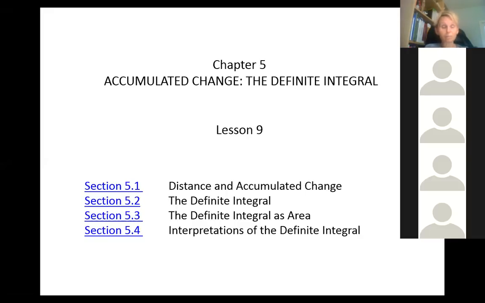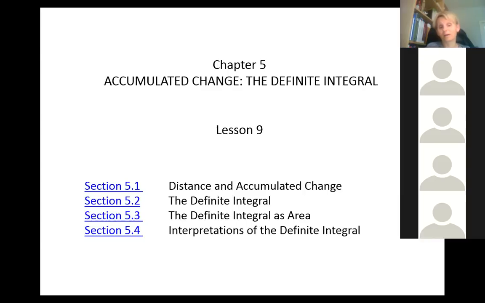In chapter 5, we will actually start the second part of calculus, which is not differential, integral calculus. Okay? We will be trying to get back. Having a derivative, having a rate of change, we will try to recover an original function.